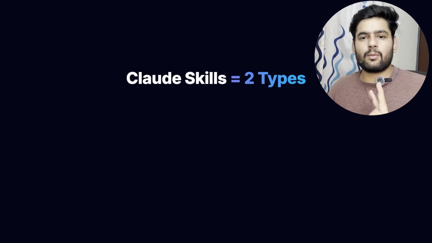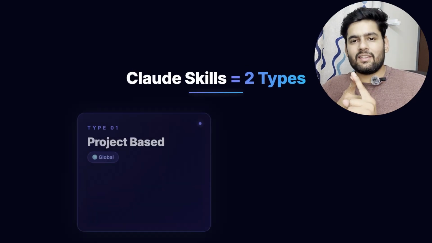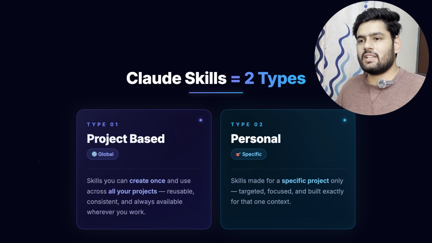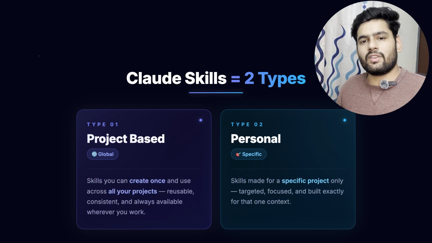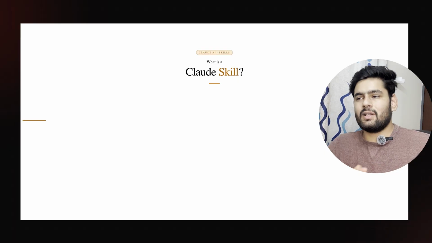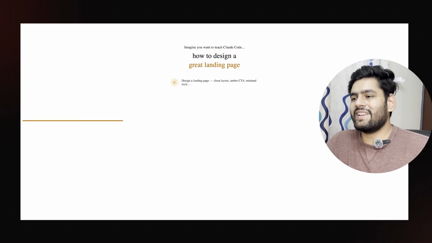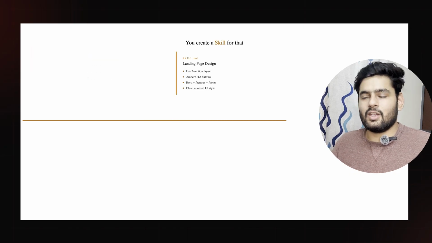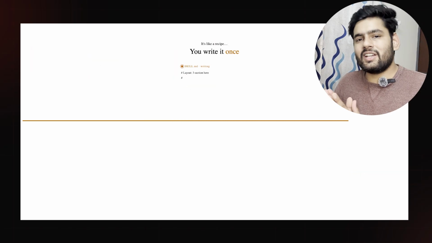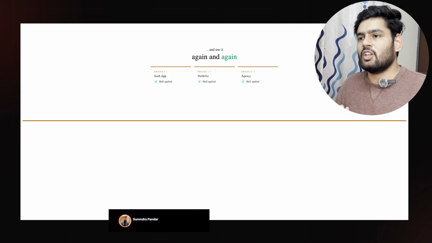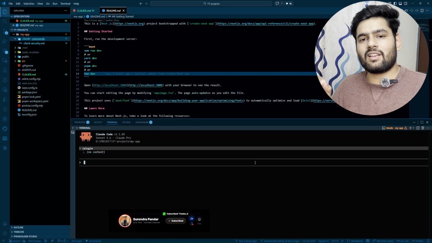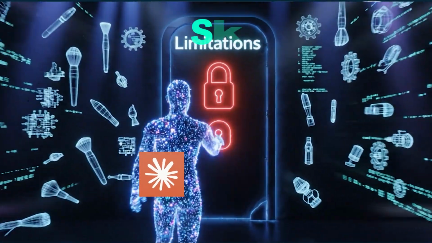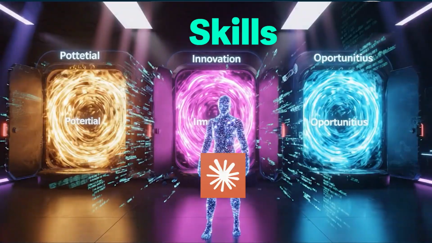Now, there are two types of Claude skills. One is project based and the second one is personal. Means you can create skills for a project-specific thing, or you can create skills for all your projects. For example, if you want to teach Claude Code how to design a good landing page, you can create a skill for that. It's like having a recipe. You write it once and you can repeat it as many times as you want. So they're the same thing. You are teaching Claude how to do a specific task repetitively. And that's why skills are so important, because Claude has its own limitations. But by using skills, we can open a lot of potential.